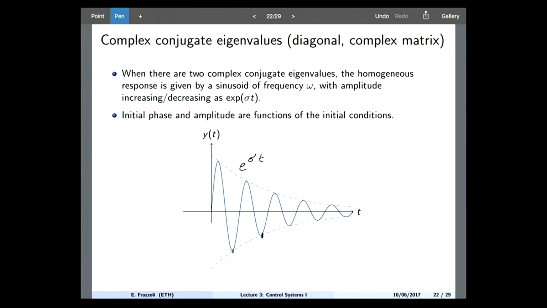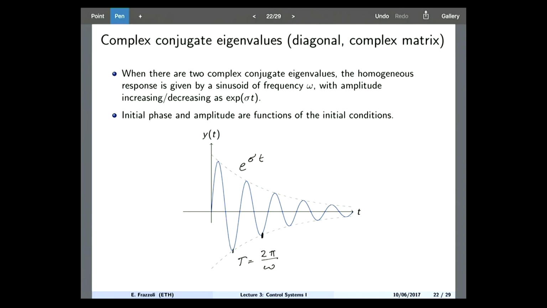Let's look at the period. This is actually given by 2 pi over omega, right? Okay. So you see that the higher omega, the shorter the period, right?